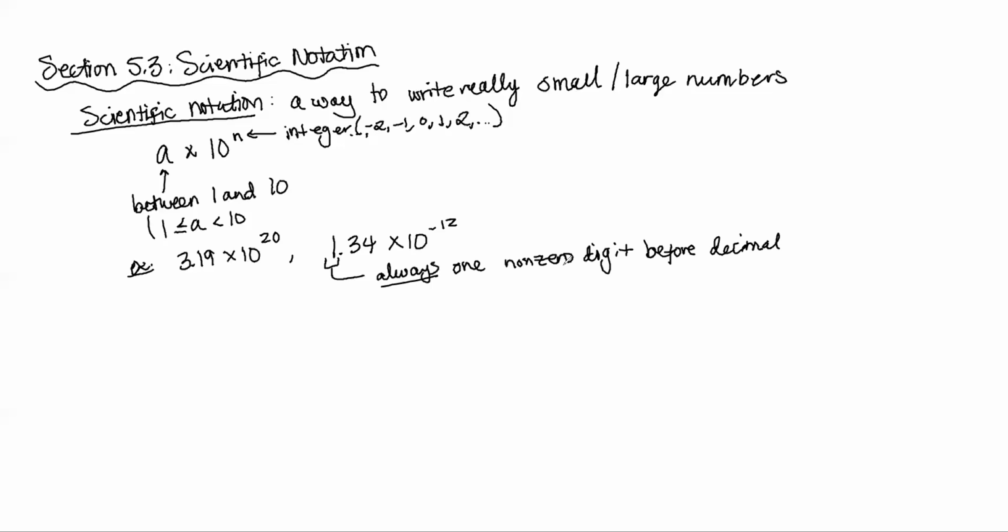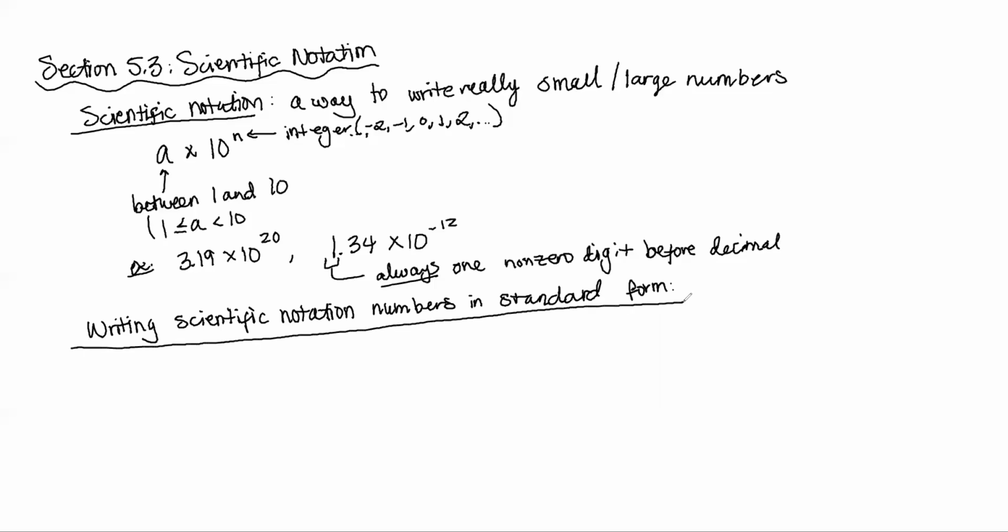All right, so first thing we're gonna do is we're gonna go from scientific notation to standard notation, which is just like regular numbers. So writing scientific notation numbers in standard form. And I think the book goes through and does it the other way first. I like to do this one just because I think it makes more sense. And then once you have this down, it's easier to go in the other direction.